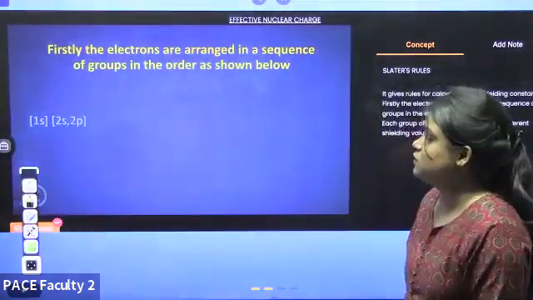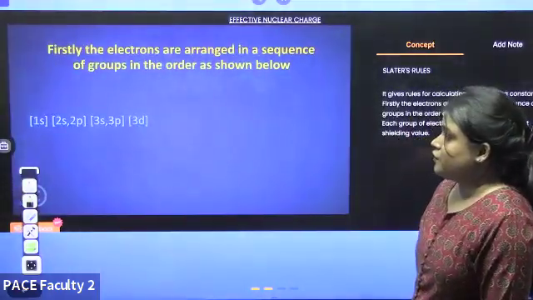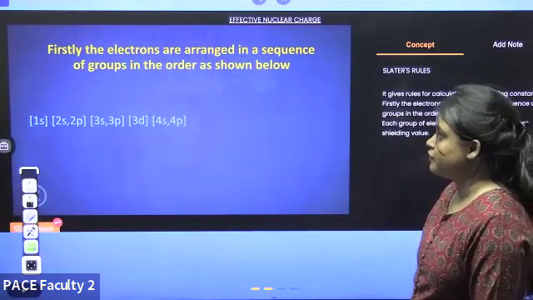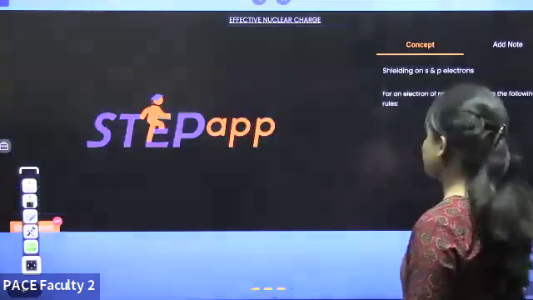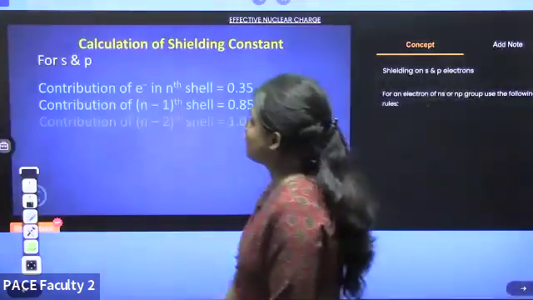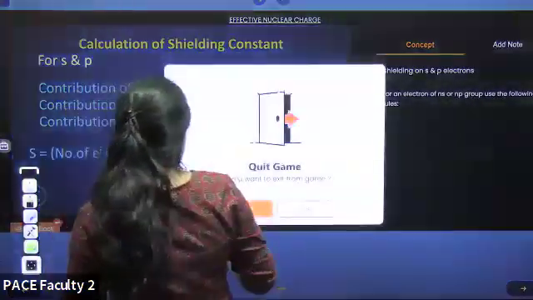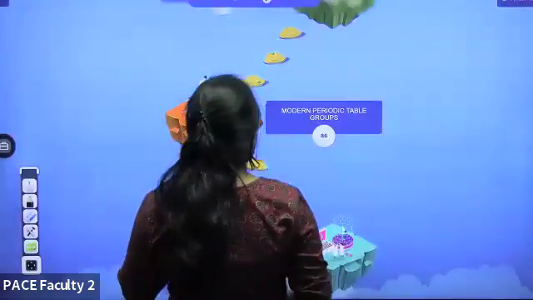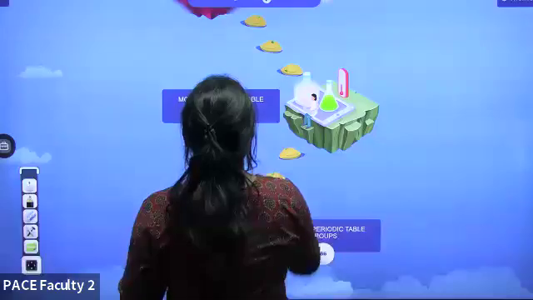Gives rules for calculating the shielding constant. Firstly, the electrons are arranged in a sequence of groups. For an electron of the ns or np group, use the following rule. Okay, we don't have to do this. The Slater's rule part is not there. We can leave this part.